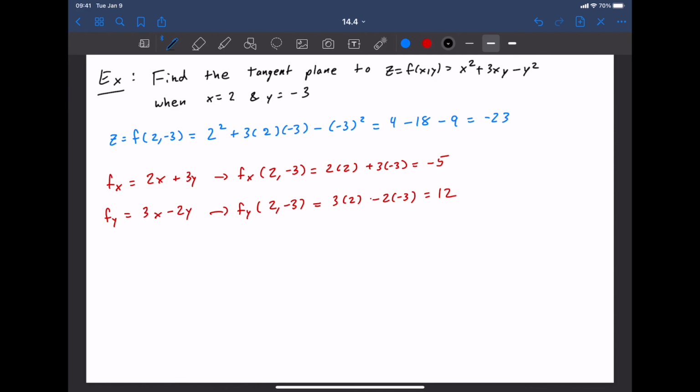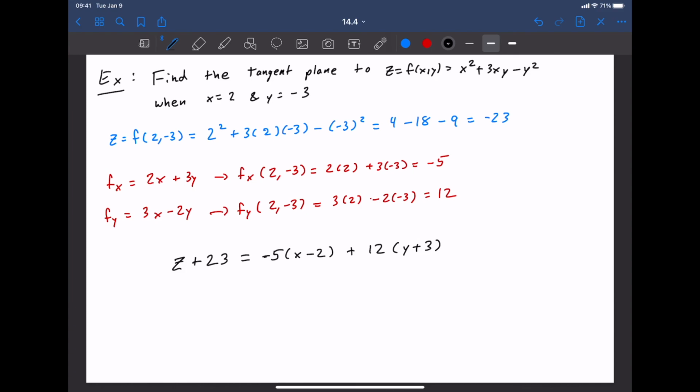For a slightly more exciting, is really not the right word, tangent plane: z plus 23, because I'm subtracting a negative, equals negative 5 times x minus 2 plus 12 times y plus 3. And we're careful with our signs. And that's all there is to it, really. It doesn't get much more complicated than that.